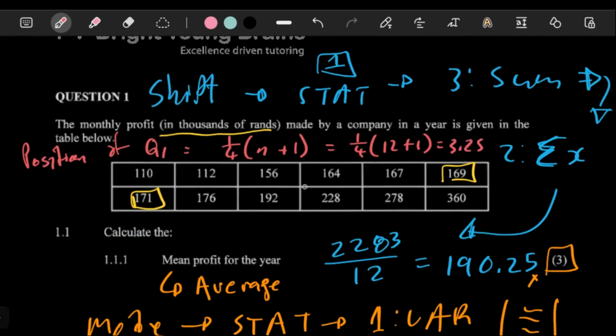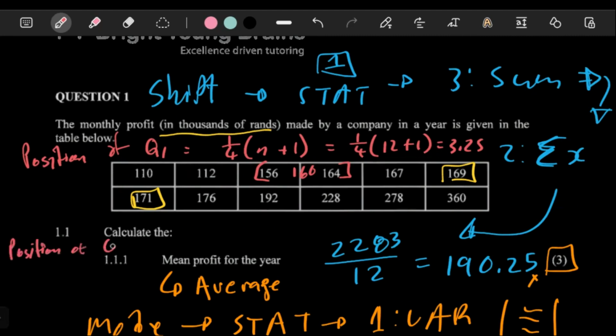So obviously 3.25 is going to be somewhere in between the 156 and the 164. So what you want to do there is add these up and then divide by 2. So here your Q1 is going to be 160, because this is telling you just after position number 3.